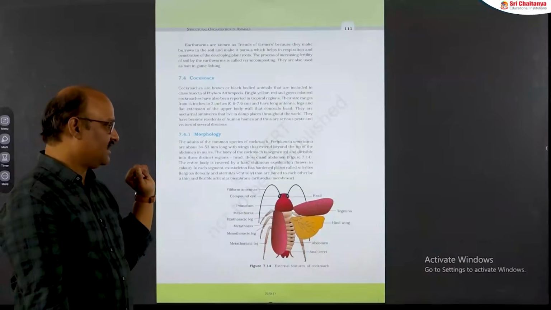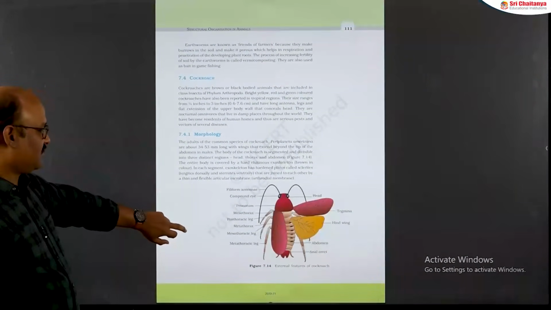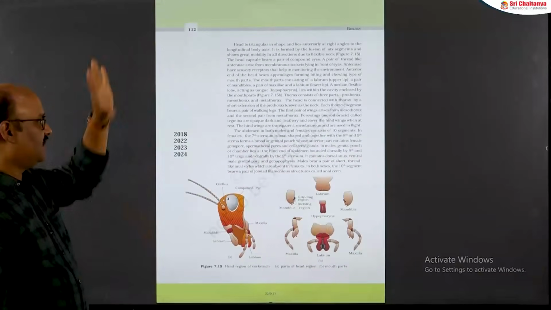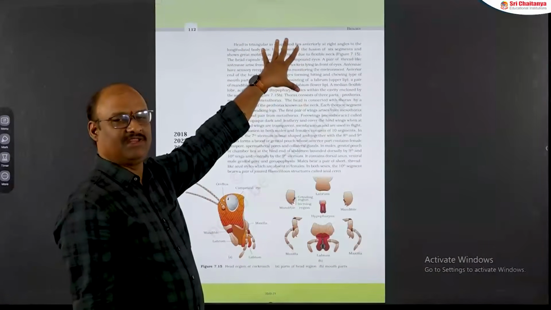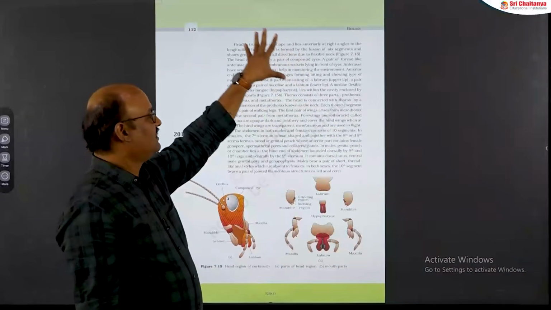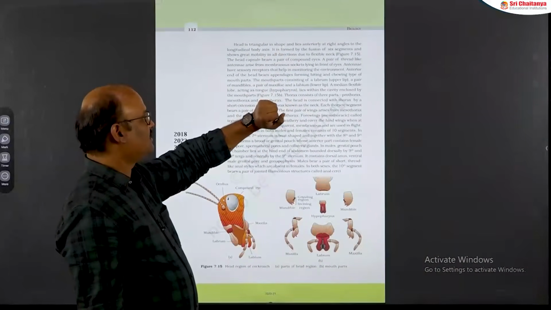And this is a diagram regarding the external morphology of the cockroach. Now this particular area, this is the paragraph where you will study about the head, the 6 segments of the head connected to the thorax with the help of a flexible neck.